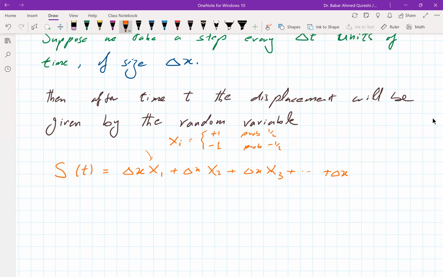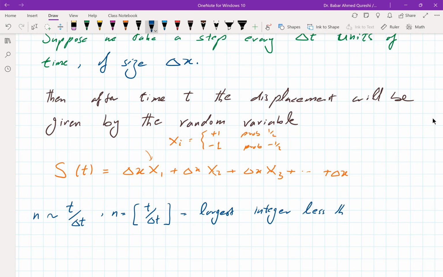Well, you have waited till time t, and at each time delta t, you take a step. So your number of steps would be approximately t over delta t. To be precise, you can say that n is the largest integer less than or equal to t over delta t. But if t is large enough and delta t is small enough, it doesn't really matter. It's still this integer you are after, but I can just think of it as this division and neglect the decimals.